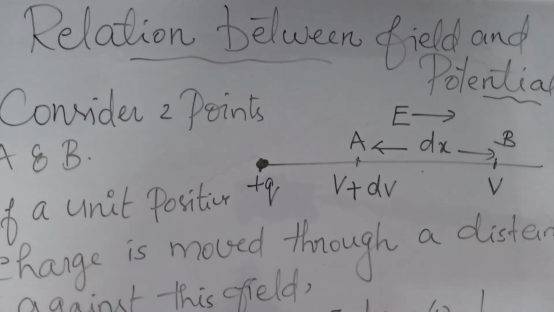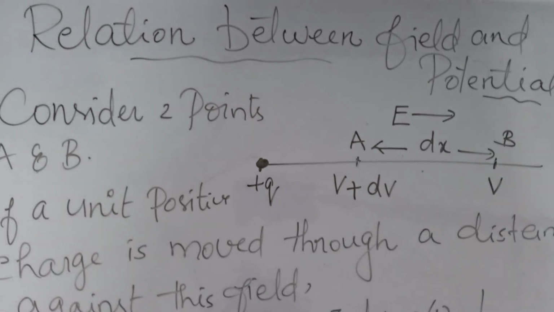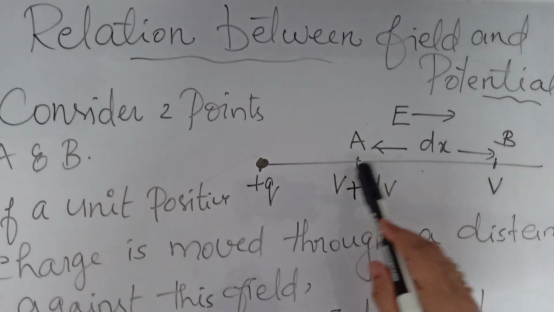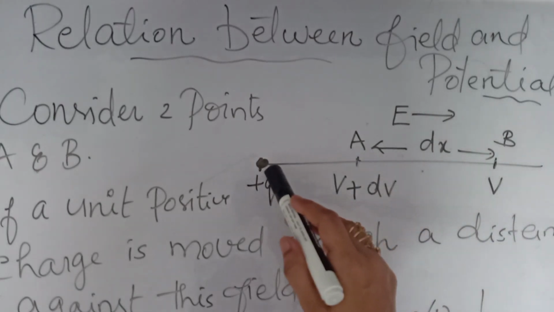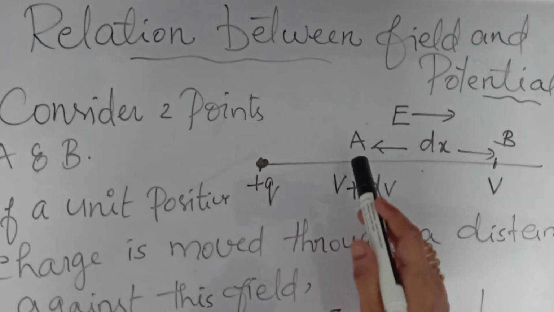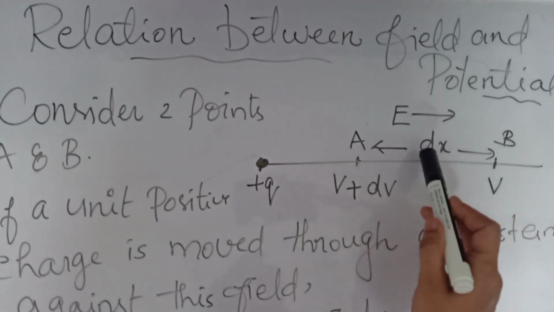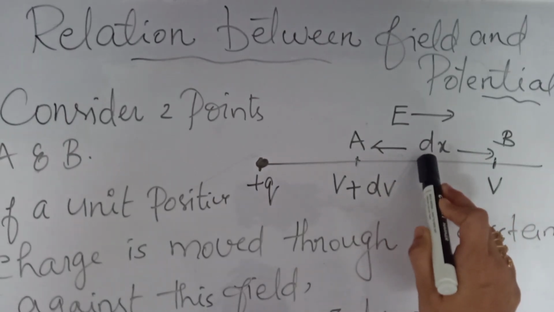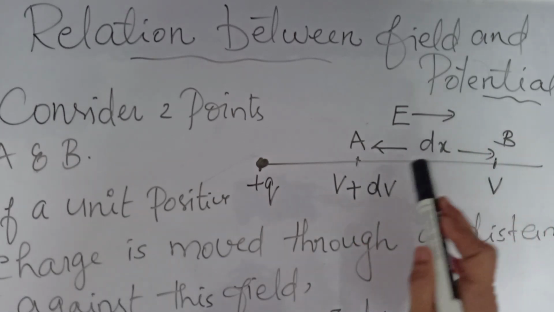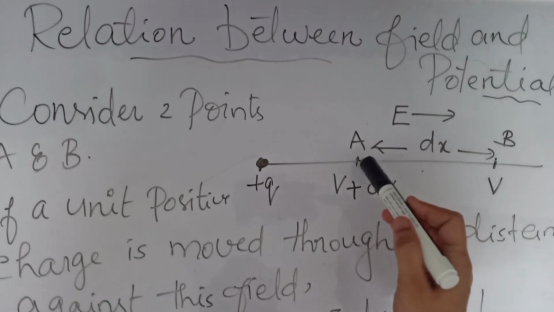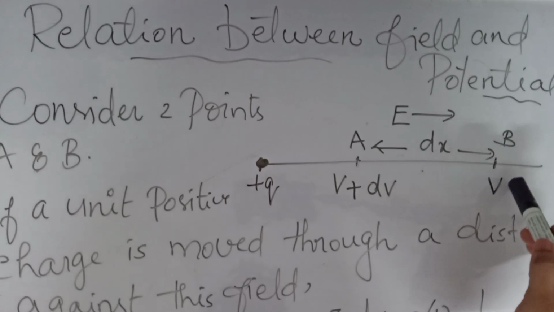Now we are going to derive the relation between electric field and electric potential. For that we can consider 2 points, A and B. Here we can see that a charge plus Q is kept here, and these 2 points, A and B, are separated by a small distance dx. So dx is a very small distance, therefore these 2 points, A and B, are very close, right? And the potential at A is taken as V plus dV and the potential at B is V.